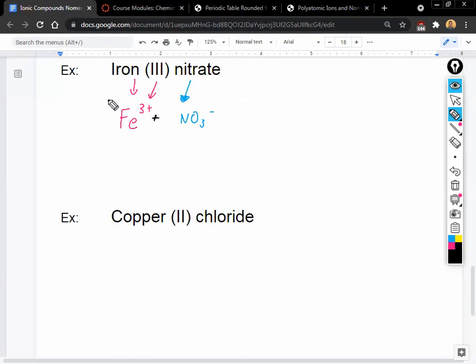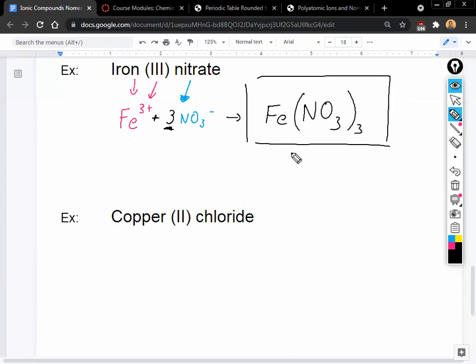Okay, which one do I need more of, iron or nitrate? Nitrate, because it's -1, so you need 3 of them. And so if I wanted to write the formula, I just write iron and nitrate next to each other. But since I use 3 nitrates, I have to put it in parentheses with 3 behind it. And there you go. That is your formula. Okay, so this is the name. So iron 3 nitrate looks like this. Not too bad.